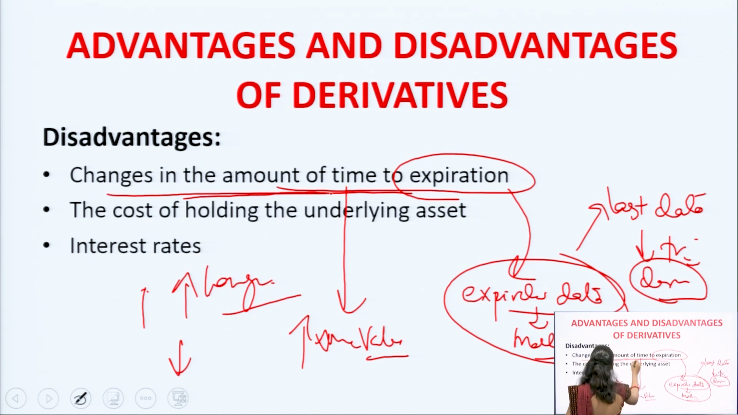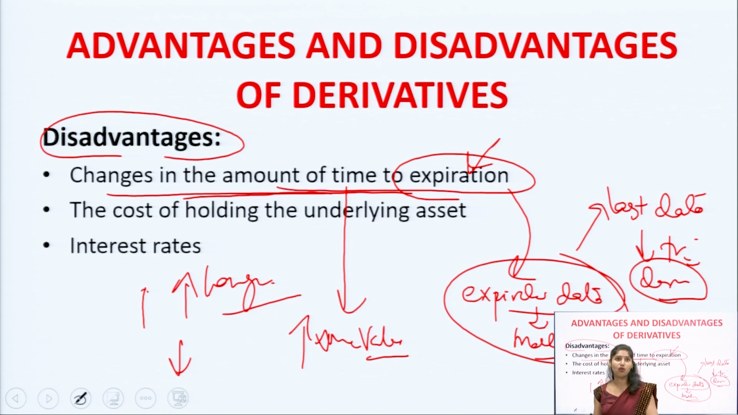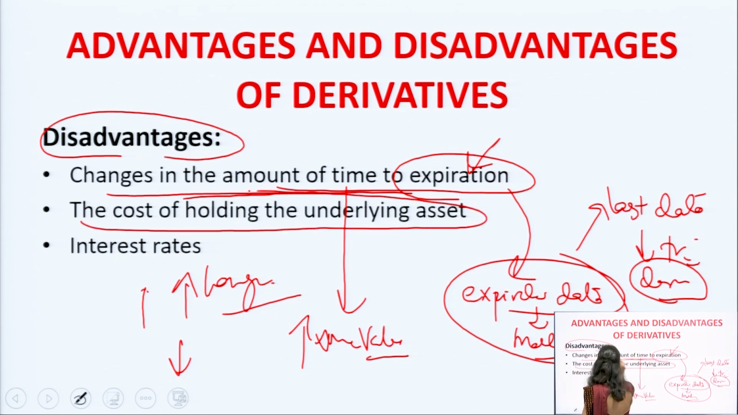This concept is basically a disadvantage for us because it fluctuates with respect to the expiration date. And the next thing is the cost of holding the underlying asset. Now, what is this holding all about, and what is this underlying asset?